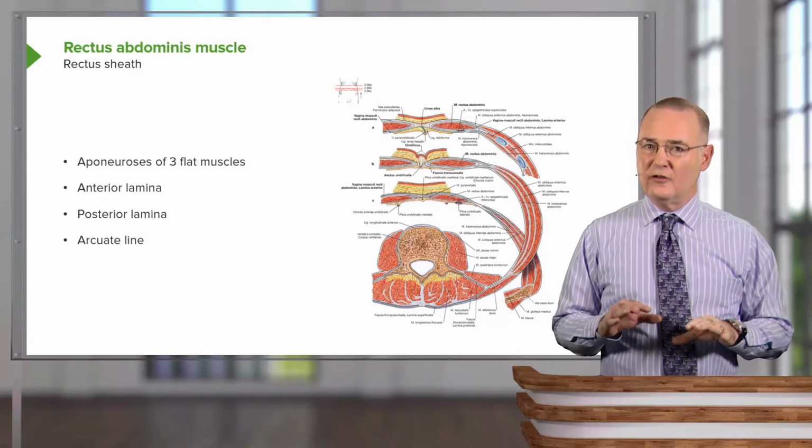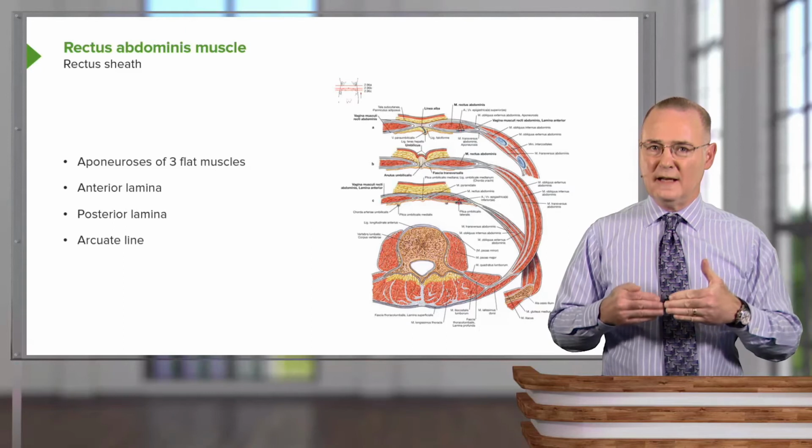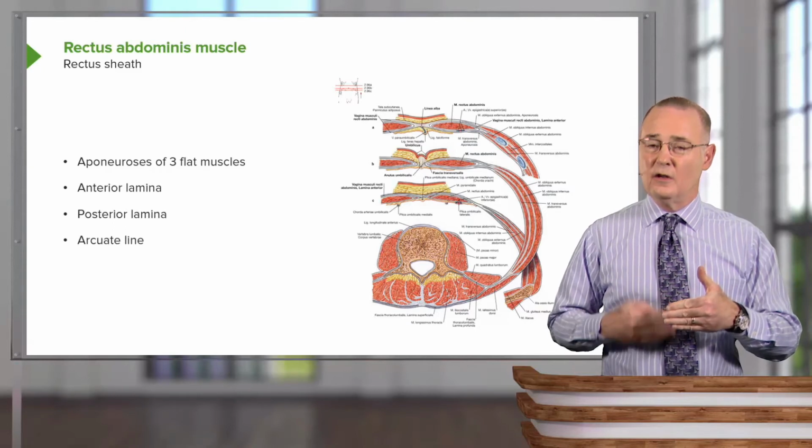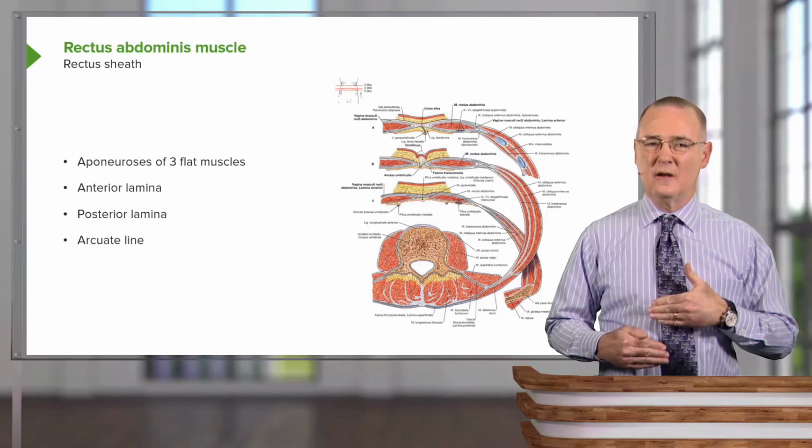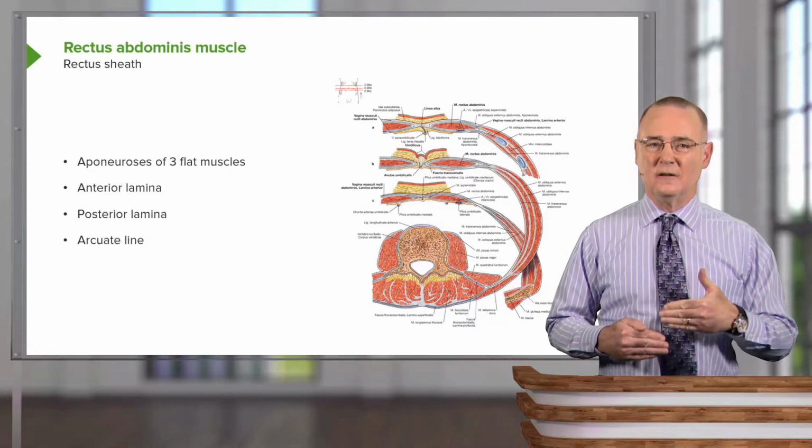Where you see a transition of the rectus sheath lying anterior and posterior to where you only have it lying anterior to the rectus abdominis, you will see an arcuate line.